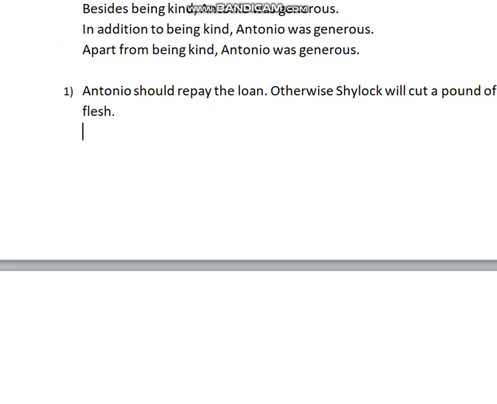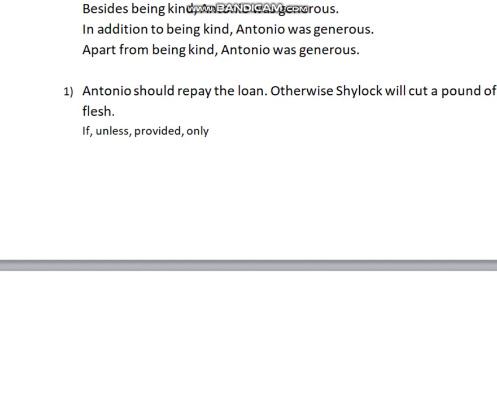Let us do the conditionals now. Example, if the question is Antonio should repay the loan, otherwise Shylock will cut a pound of flesh. Now, because it is a conditional sentence, we can use if, unless, provided, only if, etc.